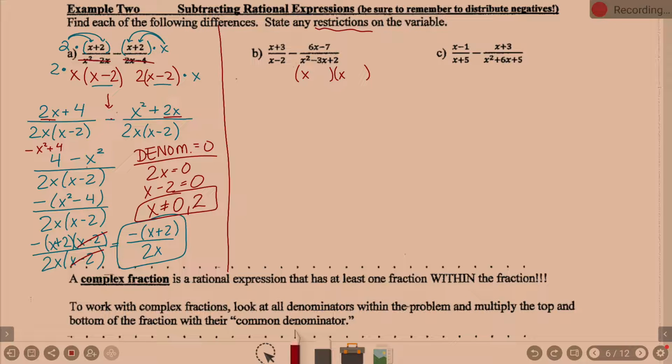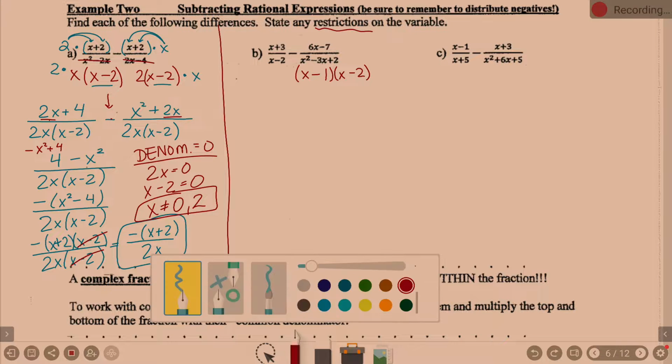X squared is x times x. What multiplies to be 2, that last number? 1 and 2. If it multiplies to be a positive 2, that's same signs. If it adds to be negative 3, they are both negatives. Is it a surprise that x minus 2 is one of our factors here and it's also the other denominator? No, it's more like expected. I'd be surprised if it didn't happen.